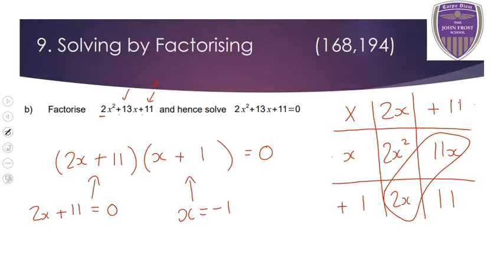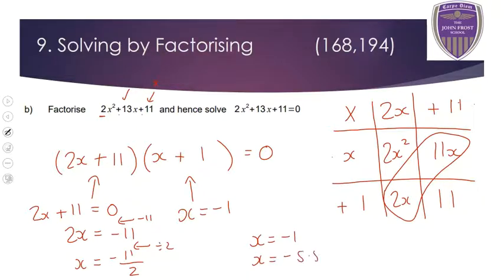So work backwards until we find out what x is. So if we were solving this equation, to get rid of the plus 11, we would subtract 11. So we would say 2x equals, and 0 minus 11 is minus 11. Yeah? And then 2x means times by 2, so we divide by 2. So we would get x equals minus 11 over 2, or minus 5.5 if you want to write it like that instead. So for this one, we get x is minus 1, or x is minus 5.5.